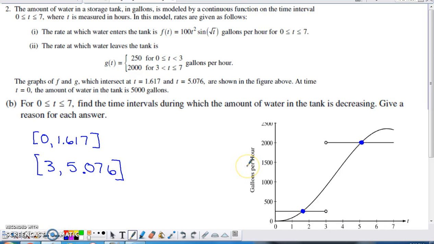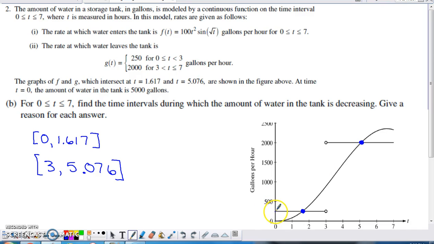In part B, they say we want to determine the intervals when the water level in the tank is decreasing. If you think about it this way, the water level in the tank is going to be going down or decreasing if water is leaving at a higher rate than the water is entering. So whenever g of t is above f of t, the overall water level in the tank will be decreasing.